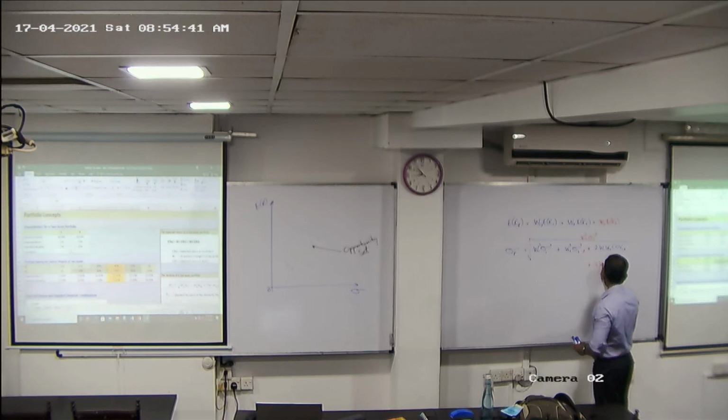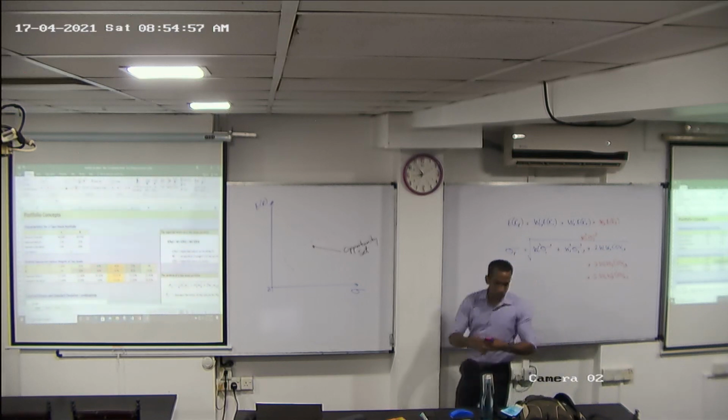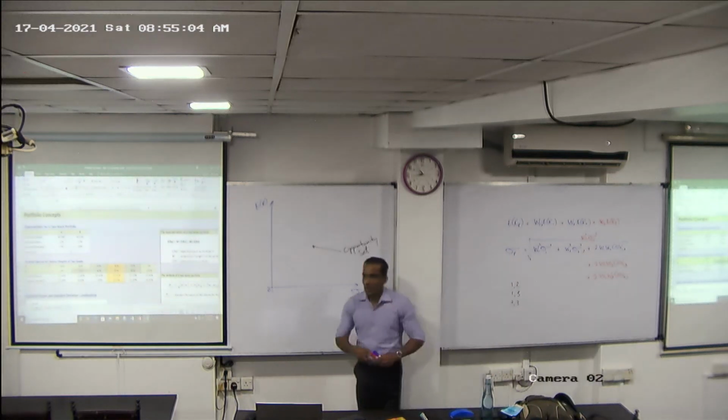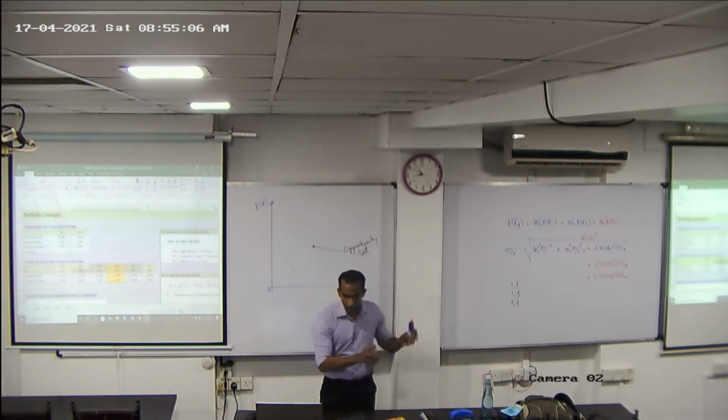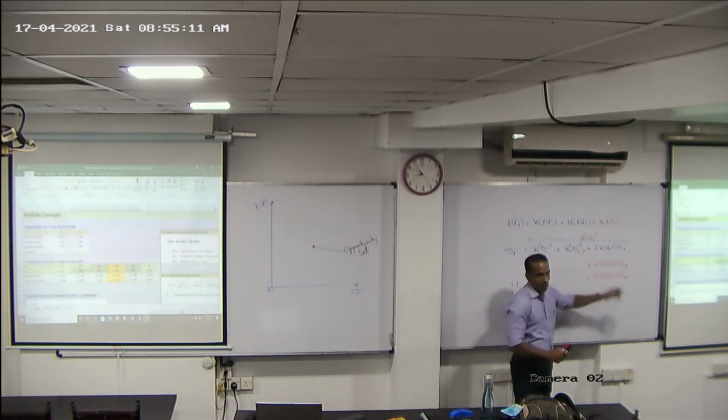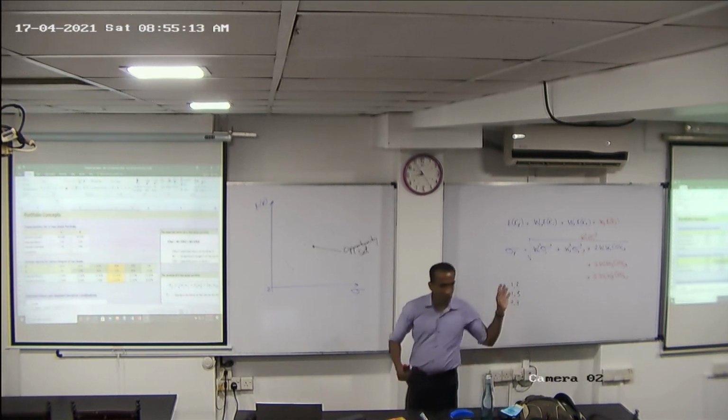For the first asset and the third asset, what is the covariance between them, and for the second asset and third asset, what is the covariance between them? So when there are three assets, three correlation terms will be there: 1 and 2, 1 and 3, 2 and 3. Three correlation terms and three weighted average standard deviation terms will be there. So when there are two assets, only three terms are there. Now when there are three assets, six terms will be there.